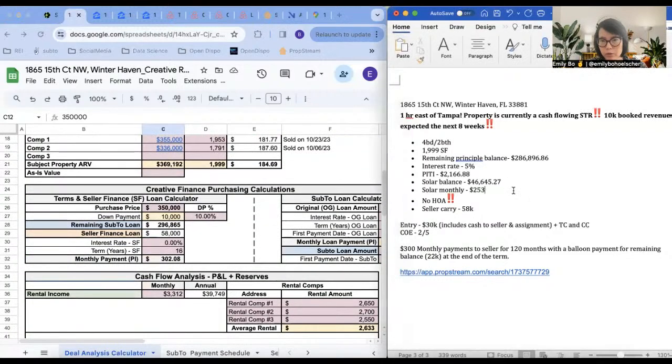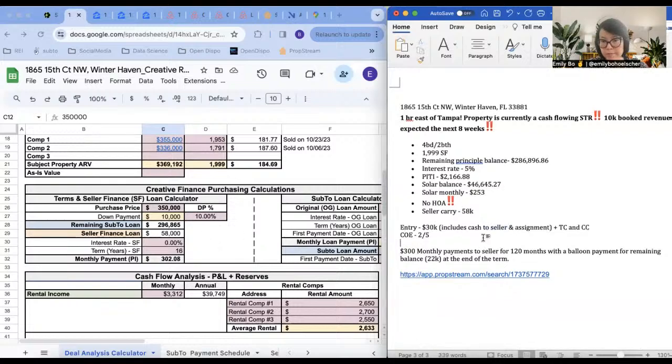Okay. So the wholesaler basically says the entry fee is 30K, including cash to seller and assignment. If I were very interested in this property, I would definitely go back to the wholesaler asking for the breakdown of the 30K. But right now I'm just trying to guess all the numbers. Say I put it as 10K. So if 10K is the down payment being the cash to seller, then probably the assignment fee would be like 20K. So that's what I put there. And then the seller carry 58K.